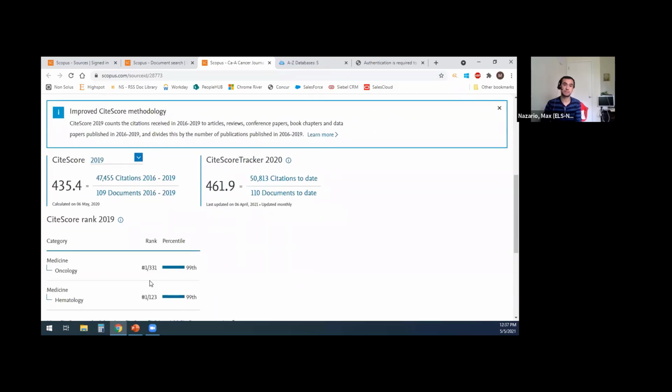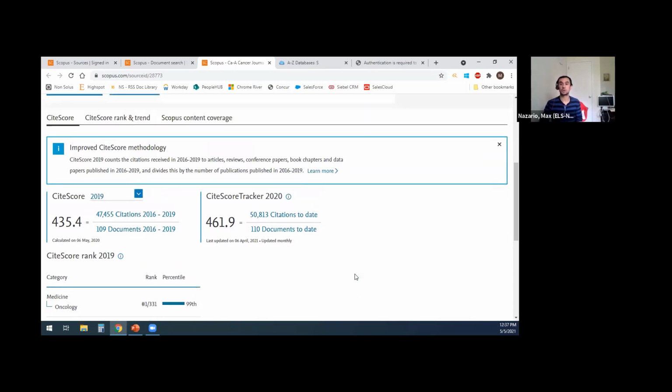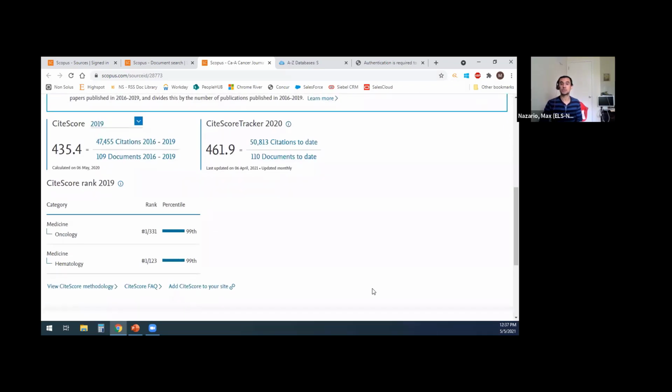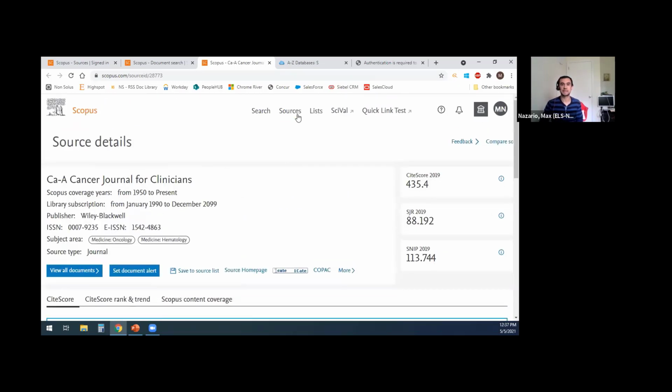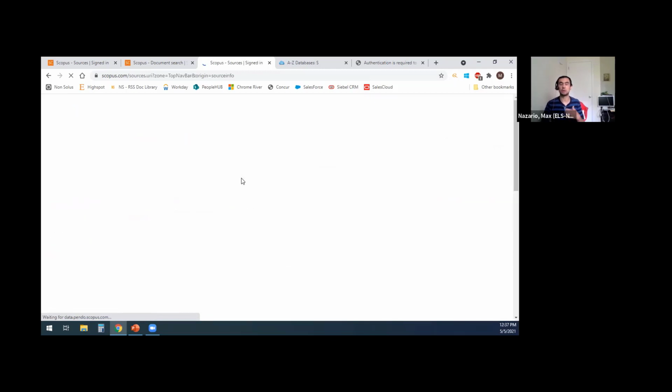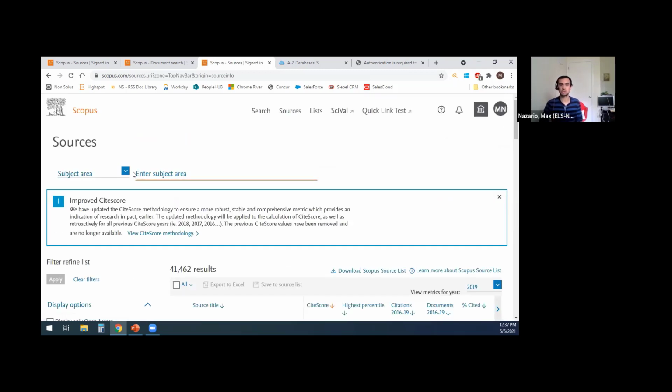So in this example, like I said, this is the number one most impactful journal in oncology. Obviously in cases like those, the papers they're looking to publish are going to be very, very high impact research that will be widely cited, and they're going to be very selective. So it gives you some insight to help you choose where you want to publish your paper.